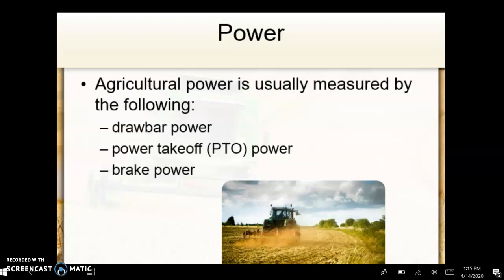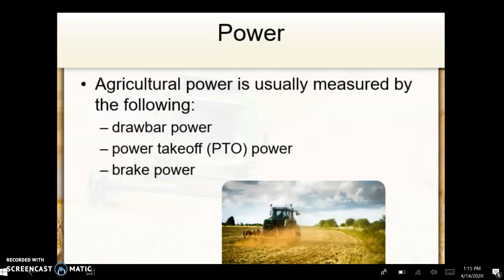We talked about the various components of a tractor, the owner's manual being the most important part of a tractor, the engine, and then finally the powertrain, the different components of the powertrain and the function of the clutch, the differential, the transmission, and all of those things.